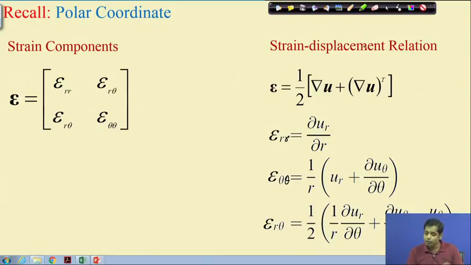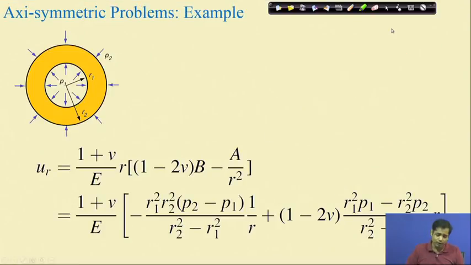Now, if you do that exercise, then the expression for UR will be this. This is the expression for UR. Please do this exercise. So this is the complete solution of this problem, where A and B are the constants.